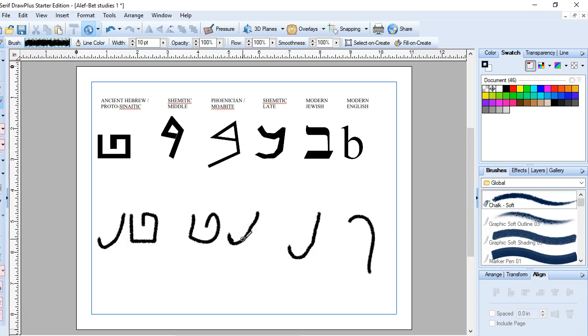Now, some people have said that this would be the shepherd within, or some people have said that the shepherd staff represents teacher, so that's the teacher within.